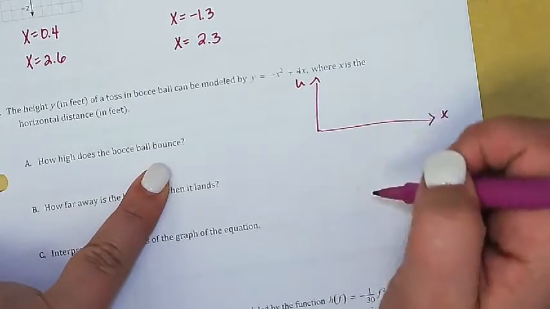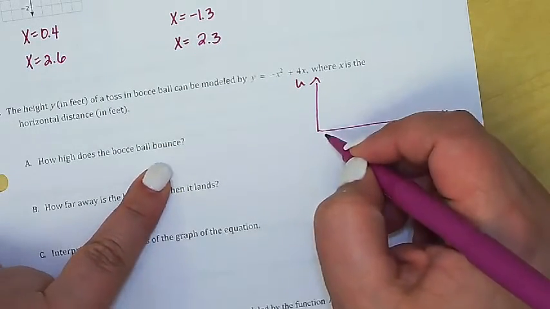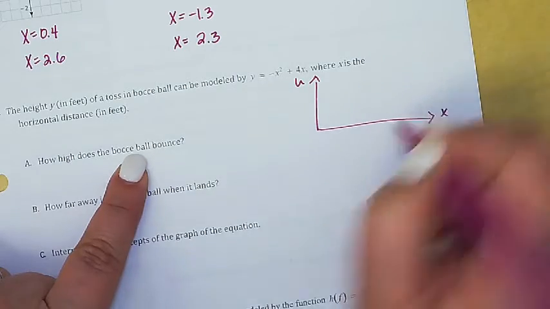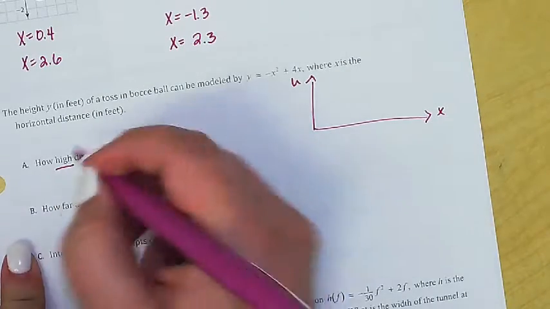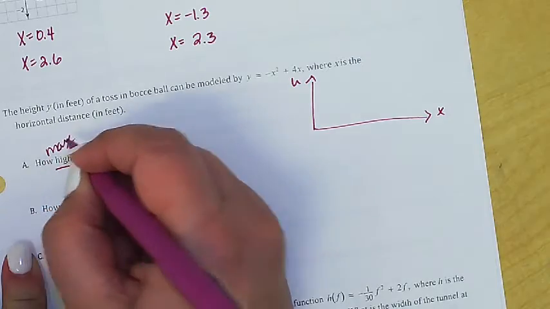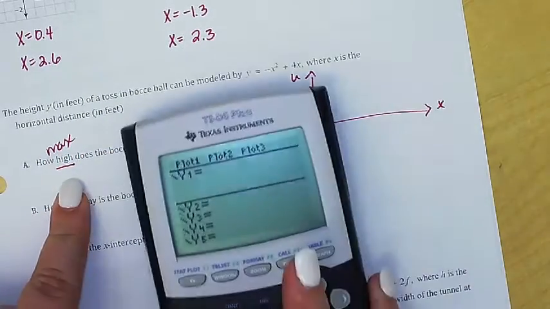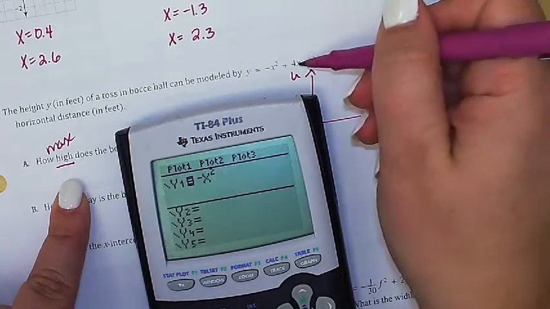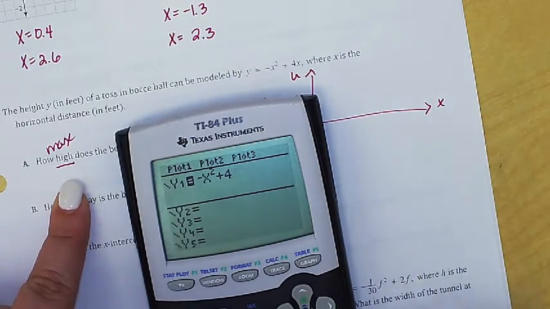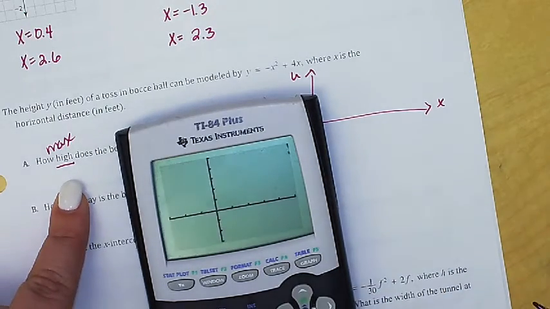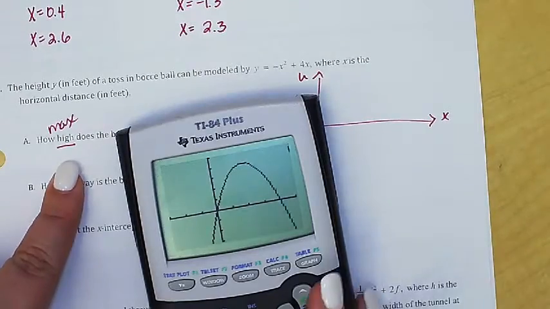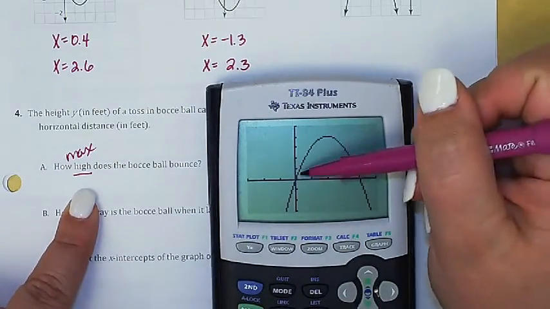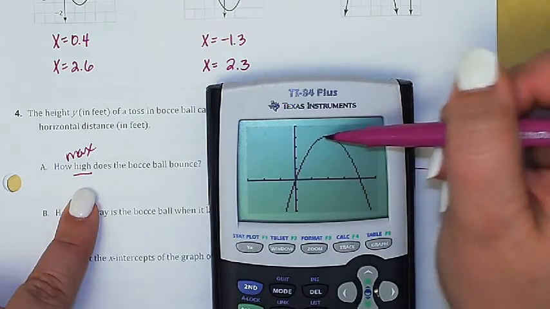Let's say that it does a quick bounce. If we think about this, we have this bocce ball going up and back down. If we want to know how high it bounces, we're looking for the max of this particular parabola. So let's find out what that is. We've got negative x squared plus 4x. Let's graph that. I might need to adjust my window. Oh, actually, that's not too bad. So this is our height. If we want to know how high up it bounces, we want that max height.